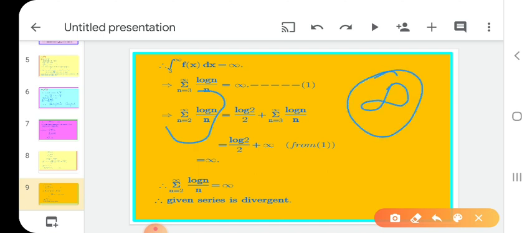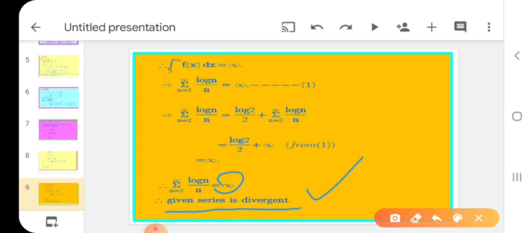Now I find the summation n equals 2 to infinity of log n by n. First I put n equals 2 in the given series. We get log 2 by 2. After putting 2, n starts from 3 to infinity. That means I write it like this: summation n equals 3 to infinity log n by n. Already we found this value. We get infinity. So infinity plus log 2 by 2 is infinity. So the given series value is infinity. We write the given series is divergent.